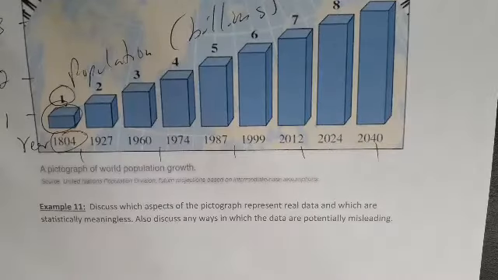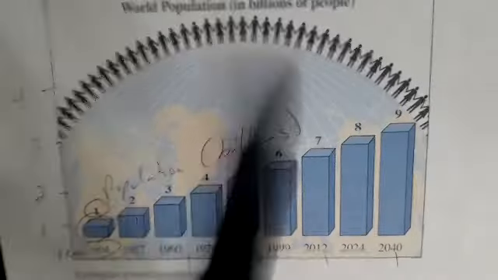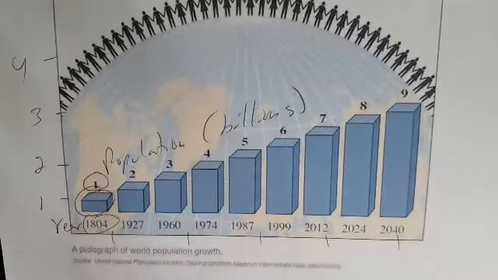Discuss which aspects of the pictograph represent real data. The year, the number on top, and the bar are what really represent the data. The earth, the people around here, all this other stuff is just fluff.